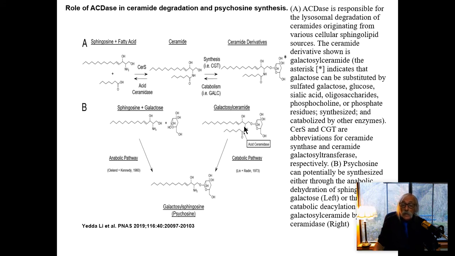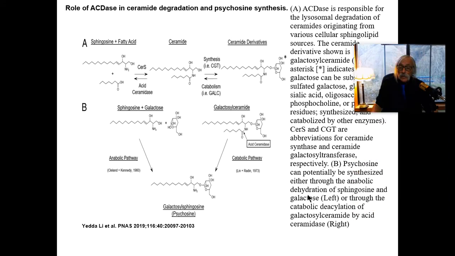Now you can also take galactosyl ceramide, so that's what this compound is here, galactosyl ceramide, okay? And you can degrade it via the acid ceramidase. You can remove that fatty acid directly, right? Because it's missing because you just have sphingosine. And the catabolic pathway, which was published way back in 1973 from those authors, will still give you the same compound. And what this paper is going to tell you is that psychosine can be potentially synthesized either by the anabolic dehydration pathway of sphingosine and galactose or through the catabolic deacylation of the preformed galactosyl ceramide, right?